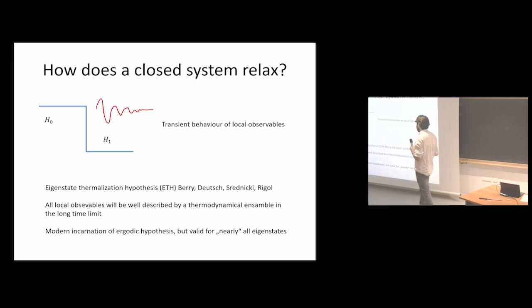This is the kind of framework that you can use to describe the system: the eigenstate thermalization hypothesis. The idea is that at long times, everything will look more or less thermal, so all local observables will be well described by a thermodynamic ensemble. This is basically the ergodic hypothesis of Boltzmann, but in a modern view. And it's valid at the microscopic level, so all eigenstates of the system have this nice thermalization property, or nearly all.